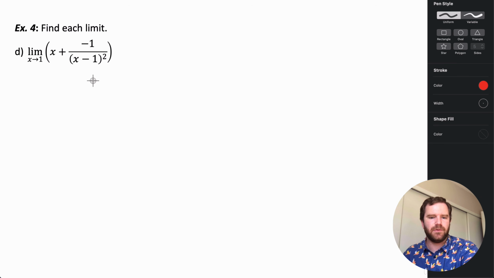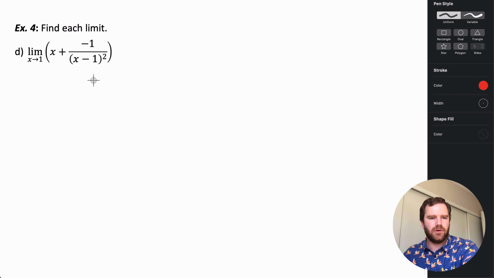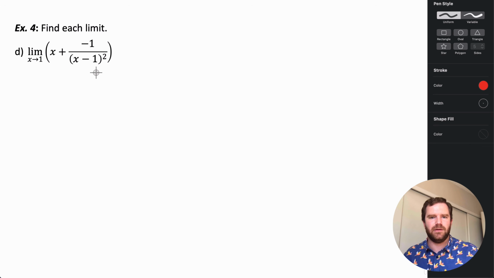These next two examples we will go through together in class. So go ahead and finish up here, and we'll go over parts C and D together in class.